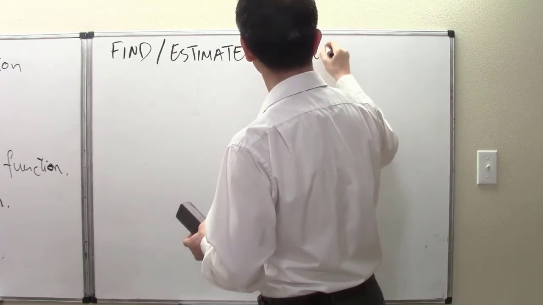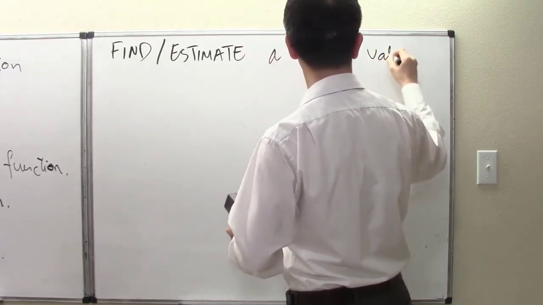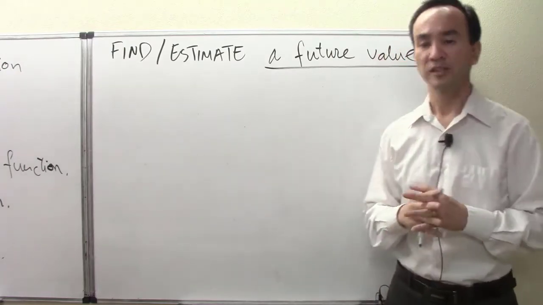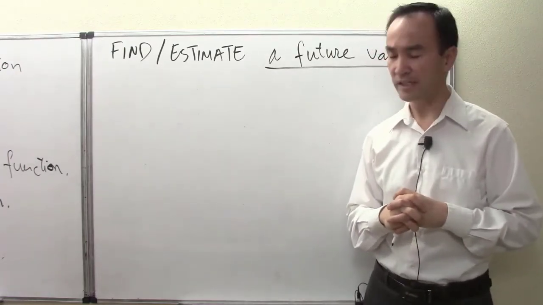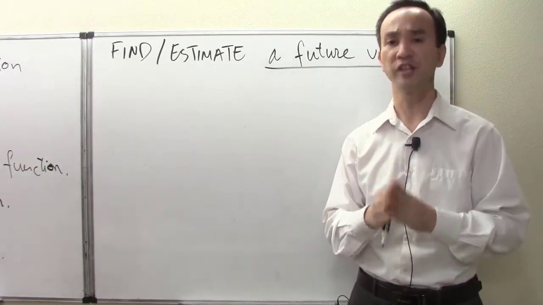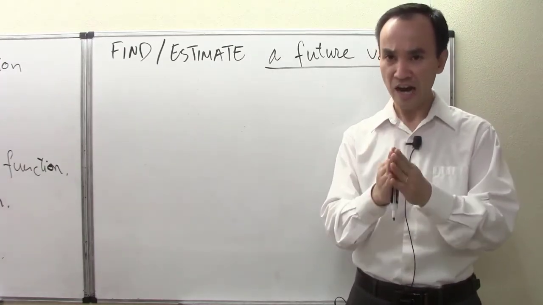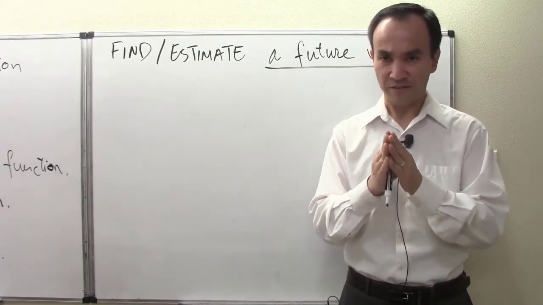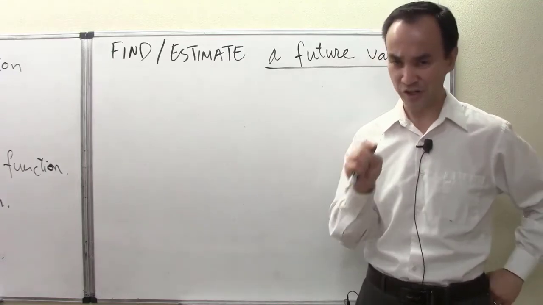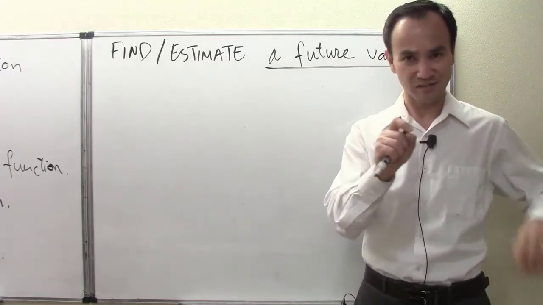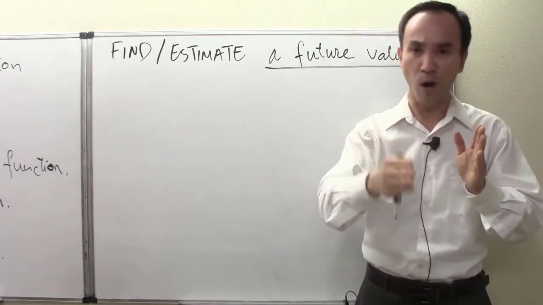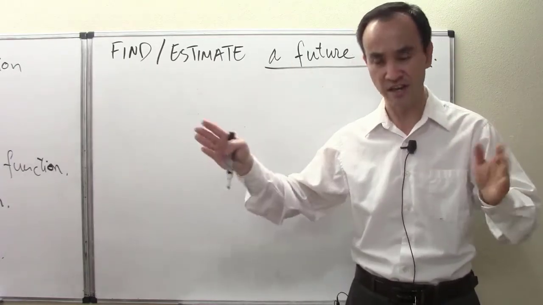A future value. Okay. Because again, as I have explained, the whole idea of coming up with a modeling function is so that we can make a prediction. Because time is one important variable, one important parameter, whichever way you want to put it, but time is so important. And then as time goes on, everything is changing.